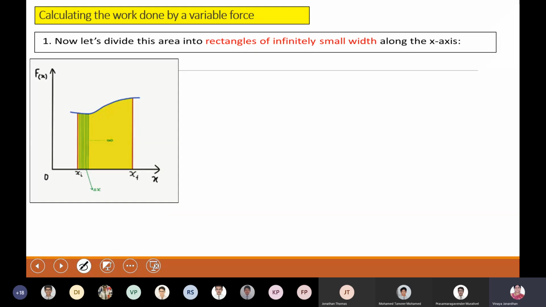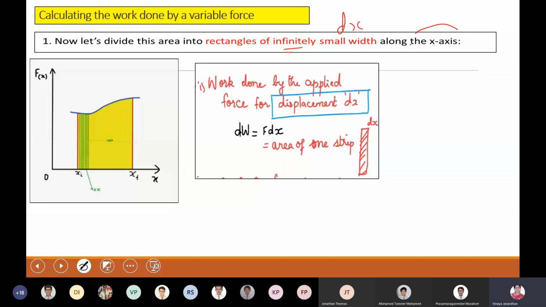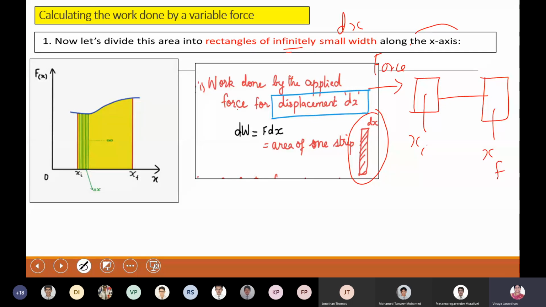So you are dividing the entire area into a number of infinitely small strips of very small width dx. Let me take one single strip of width dx, and find the work done by the force in moving the body through a distance dx. Look at this. The body is initially at position xi. You are applying a force and the body moves to a final position xf.